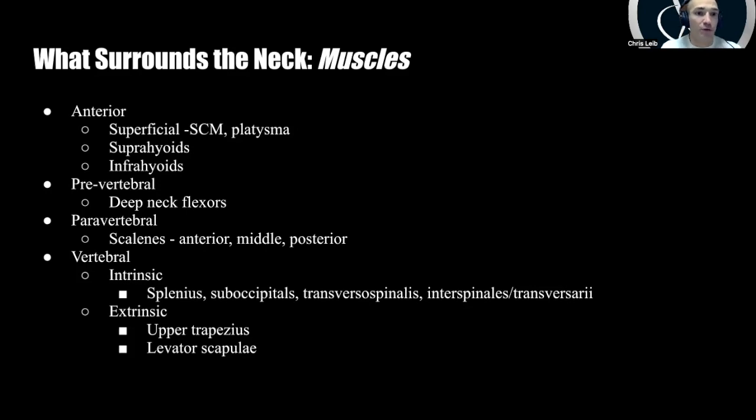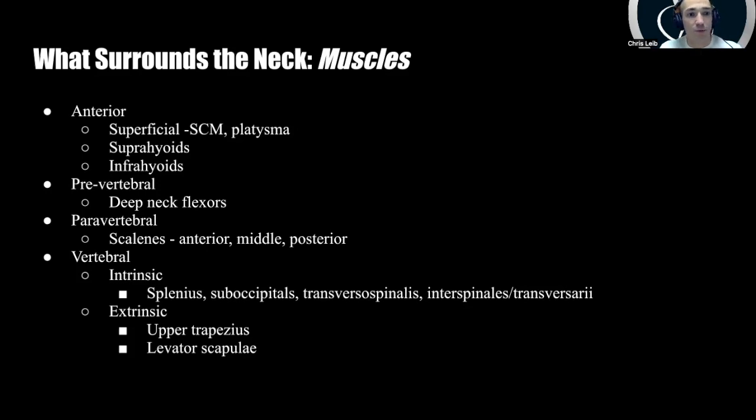And then your prevertebral, which means basically on the front side of the vertebrae, you have your deep neck flexors, which are important neck stabilizing muscles. Your paravertebral, or the lateral muscles of the neck, would be your scalenes. Those are going to be important because they attach to the first and second rib. So they play a role in some neck pain just based on their attachments. So I'll show you those.